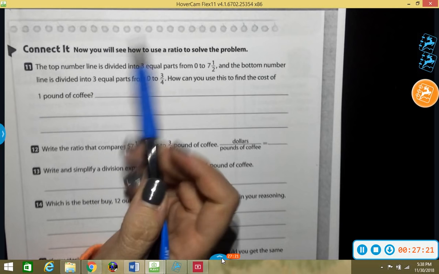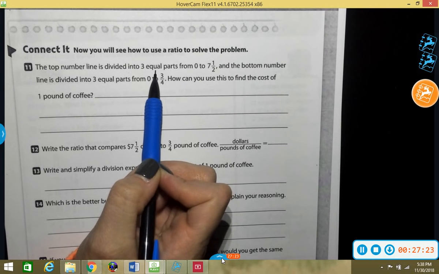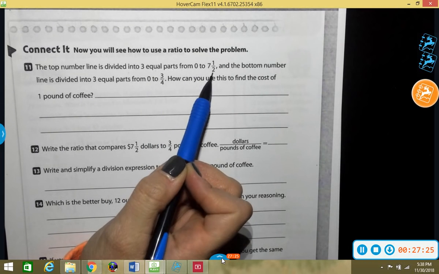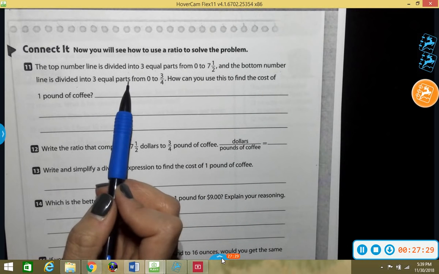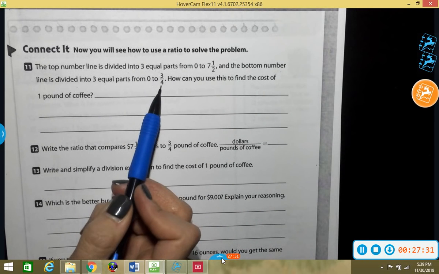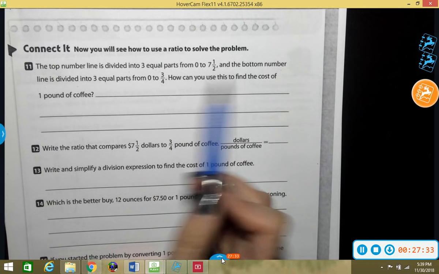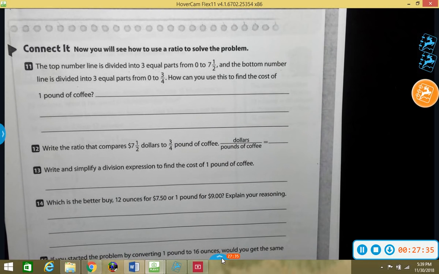The top number line is divided into 3 equal parts from 0 to 7.5. And the bottom number line is divided into 3 equal parts from 0 to 3/4. How can you use this to find the cost of 1 pound of coffee?